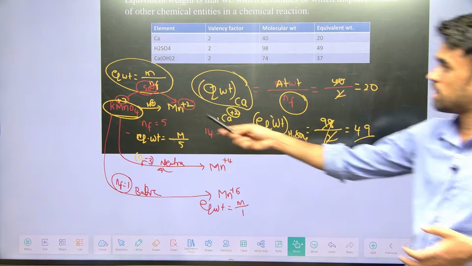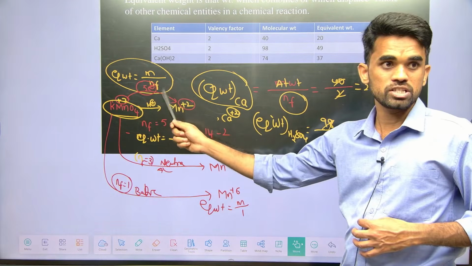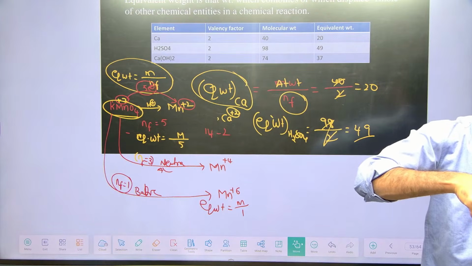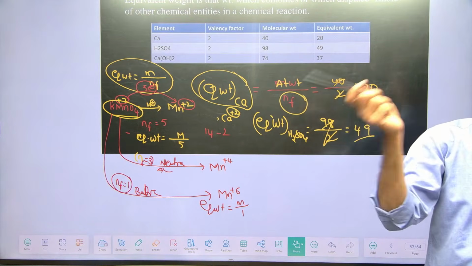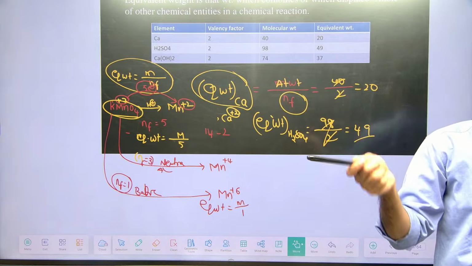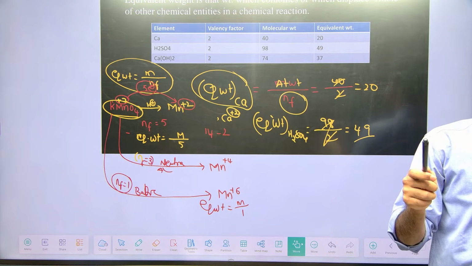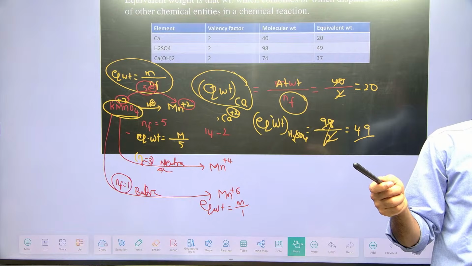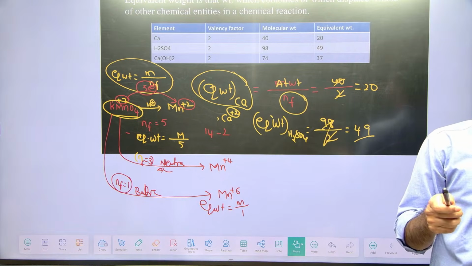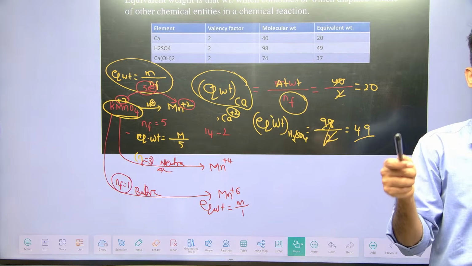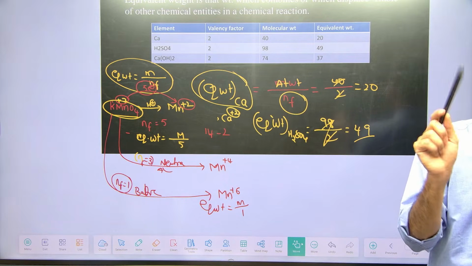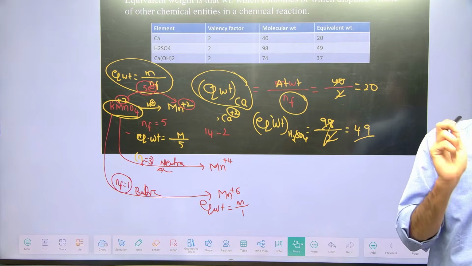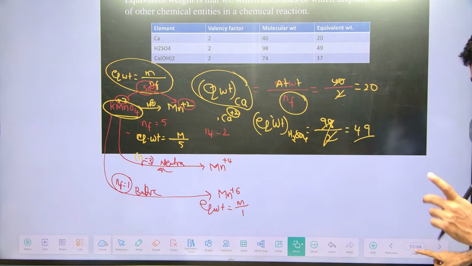Okay, the same story I will ask you again in the redox reaction chapter. You should remember this. KMnO4 in acidic medium? +7 to +2. What is the n factor? 5. In basic medium? +6. N factor? 1. Either in neutral or slightly alkaline? +4. +7 to +4. N factor? 3. Remember this, we will discuss again.